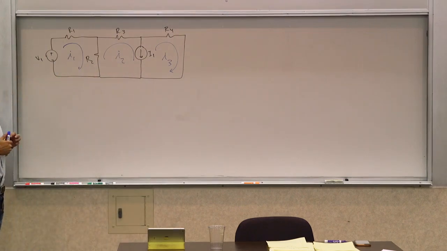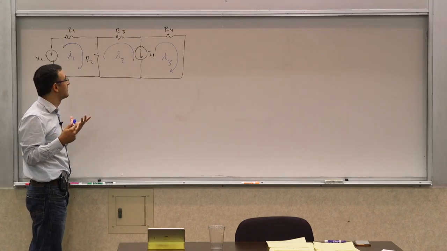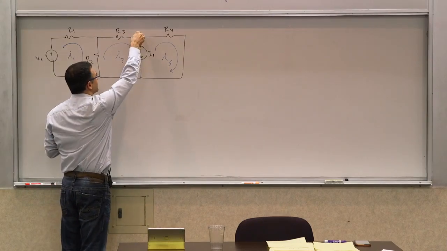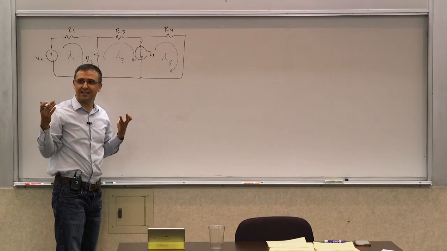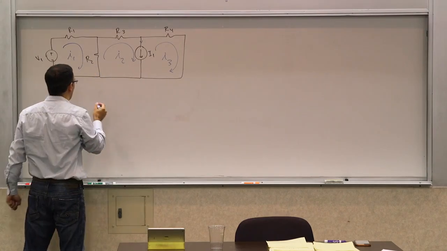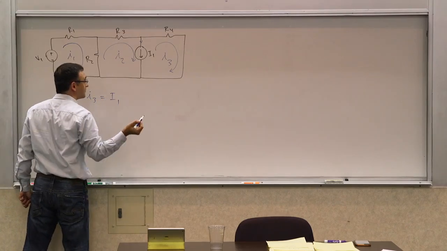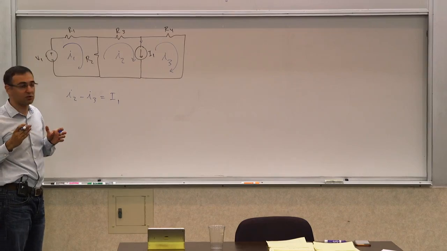But you already can say something about the relationship between I2 and I3, right off the bat. What can you say? What is the current through this branch? What is the current going down in this branch? I2 minus I3. But what else is it? Capital I1, right? So I2 minus I3 is capital I1. An equation, a relationship, right?